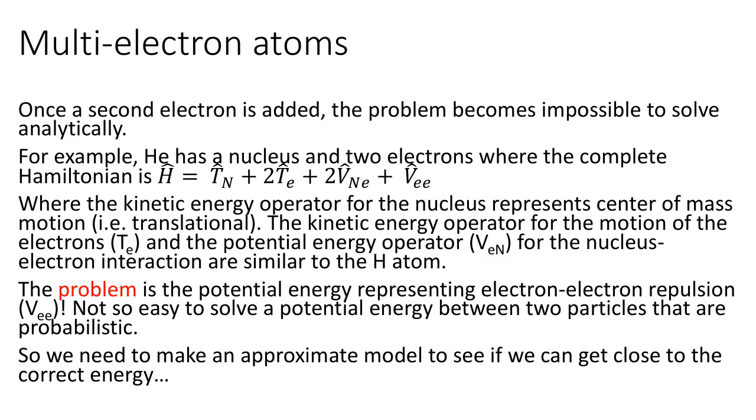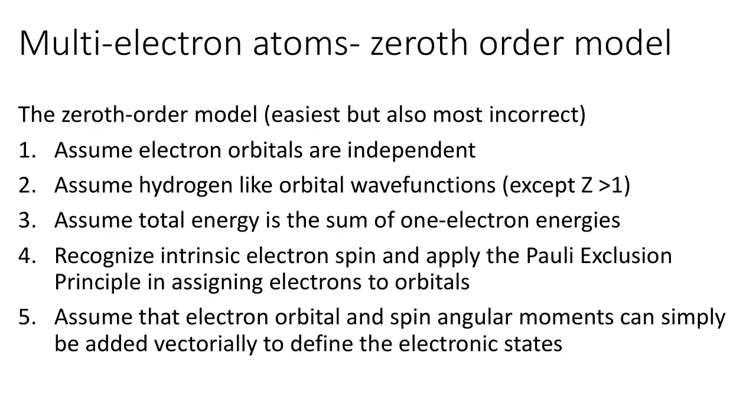So as a physical chemist, since we run into this problem, we can't calculate it exactly, so we need to come up with a model. What we're going to do is come up with the simplest approximate model and see how close we can get to the energy. Our first attempt is the zeroth order model. The zeroth order model is, like I said, easiest, but also the most incorrect. We'll learn that in a little bit.